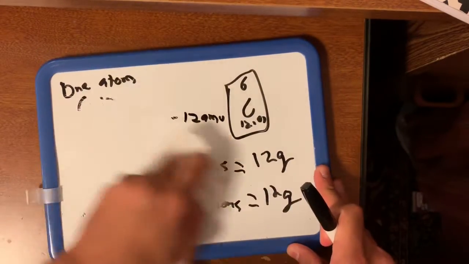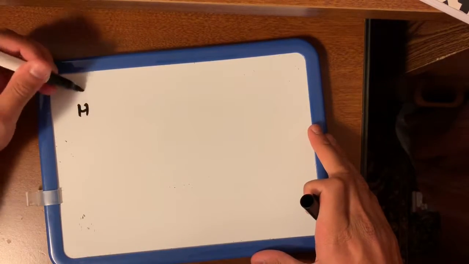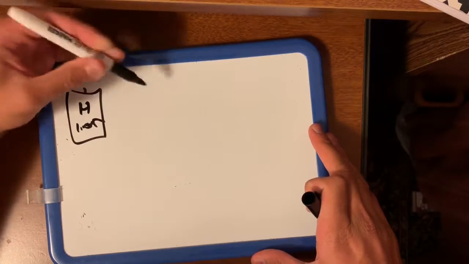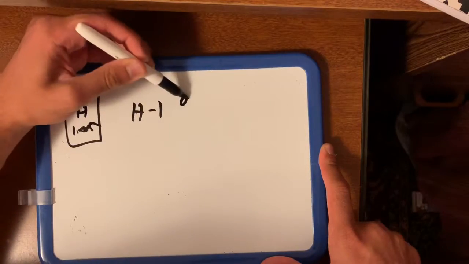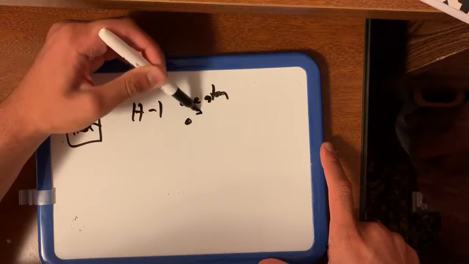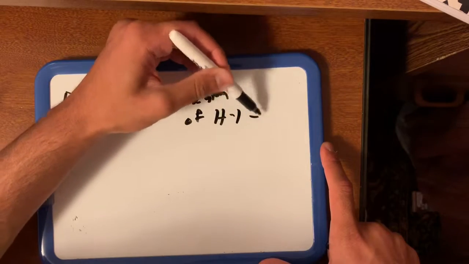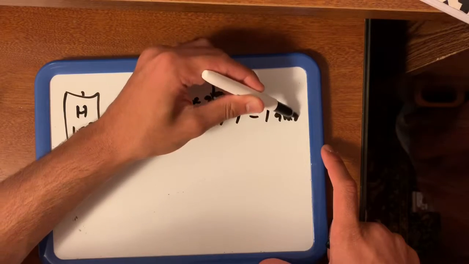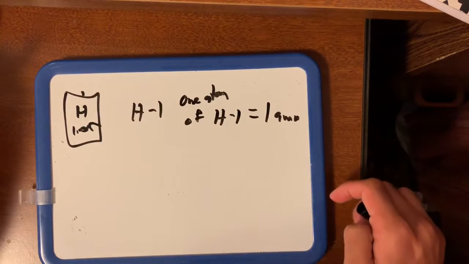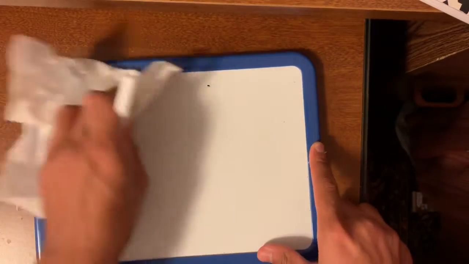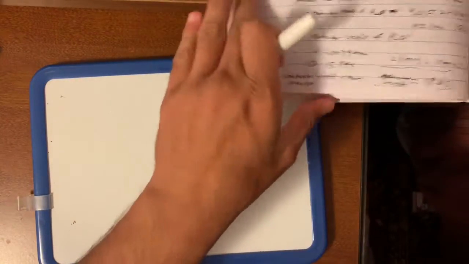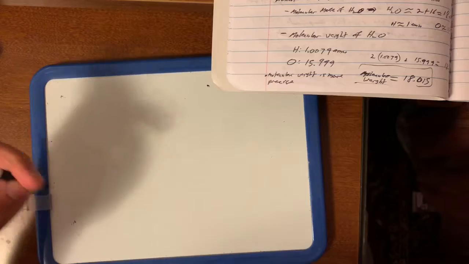So let me write down a few more examples. Let's say you have the element hydrogen. Atomic weight is this, but let's say you're dealing with hydrogen 1. One atom of hydrogen 1 is equal to 1 AMU. Okay, that's not a good example. Hold up. I don't want to give you a bad example.